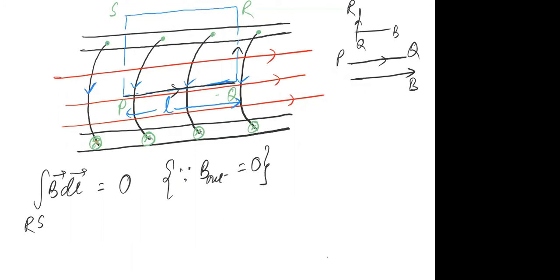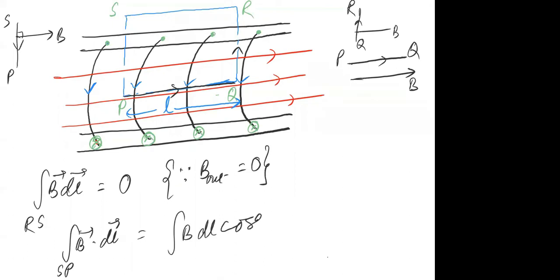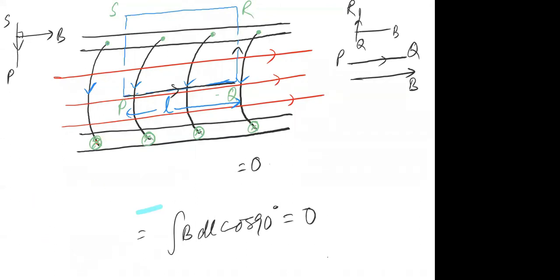Last but not the least, I am going from S to P. B dot dl for SP. As you are going from S to P, you are going this way. The magnetic field lines are still towards the right, okay? Means the angle is still 90 degrees, and cos 90 will become equal to 0. Is it clear? So if we now add all these four integrals, I'll get the net value.